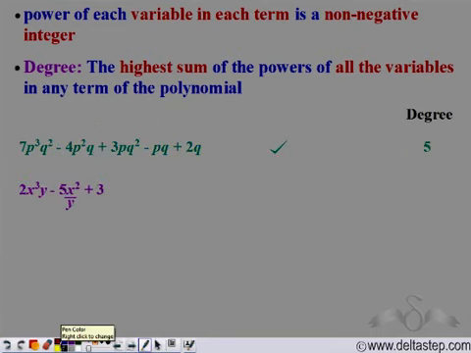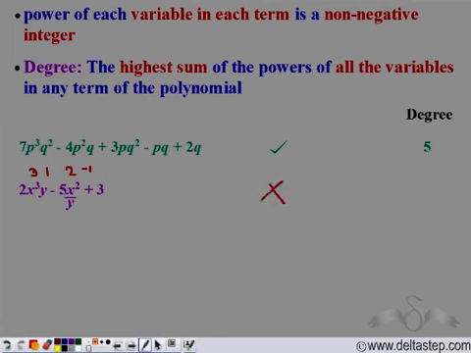In this expression, we have 2 variables, x and y. Let us see what are their powers in each term. Power of x here is 3. Power of y here is 1. Power of x here is 2. Power of y is negative 1 because y is in the denominator. So we have 3, 1, 2 and negative 1. So the power of each variable is not a non-negative integer. We have a negative integer here. So this is not a polynomial.